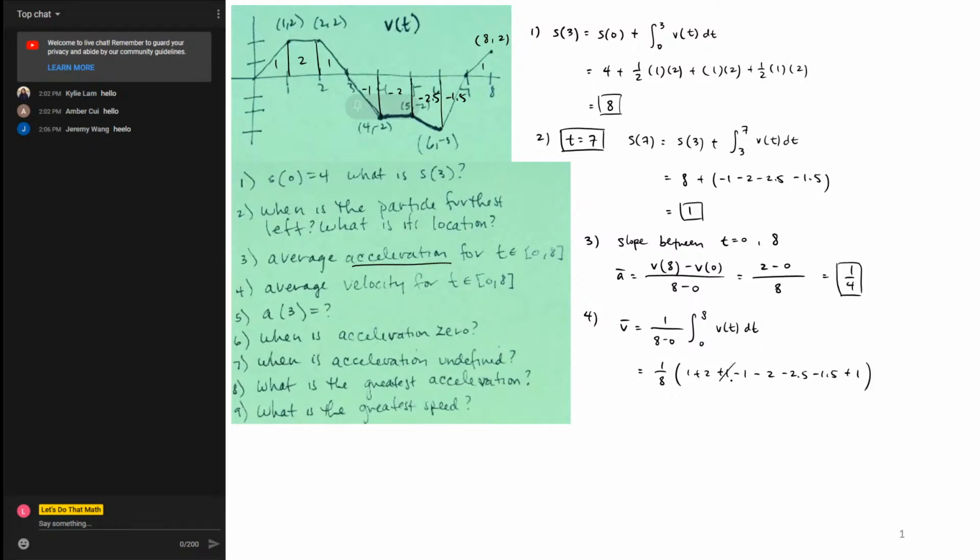So these cancel. This is minus 4 plus 2, that's minus 2. That's going to be 1/8 times minus 2, which is negative 1/4. So the average value of the velocity over this entire interval from 0 to 8 is going to be negative 1/4.